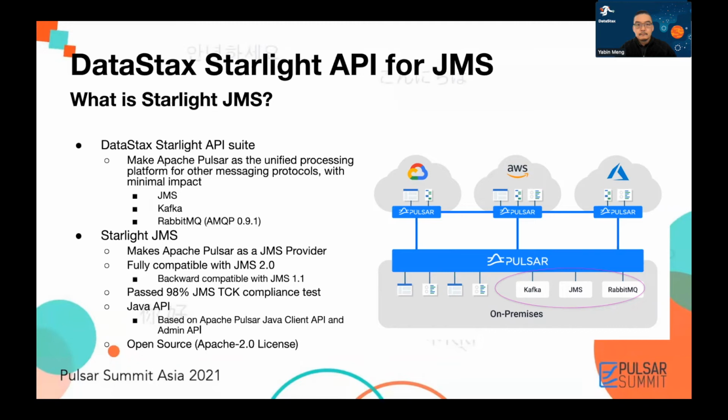The last one is Pulsar is a unified platform that can be used with many existing messaging protocols, such as JMS, Kafka, and RabbitMQ. That is what the Starlight API suite is for. Through the Starlight API suite, applications following the existing messaging protocols can interact with Pulsar natively without much code change. The Starlight API for JMS is fully compatible with the JMS 2.0 API, which is backward compatible with the JMS 1.1 API, and it is fully open source.